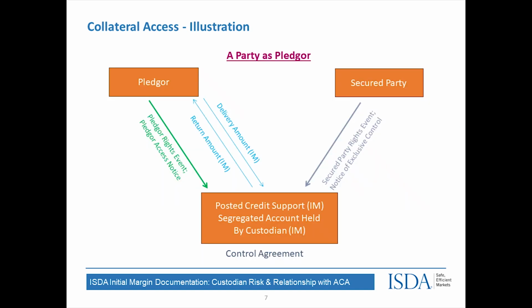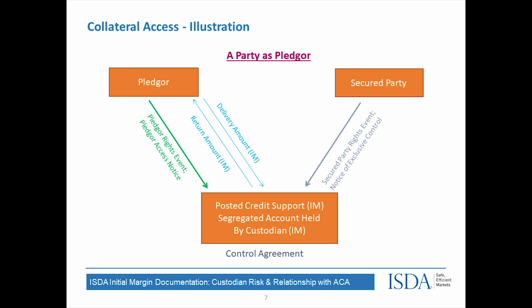So moving along, on the next slide, we see the basic provisions, or a basic illustration related to collateral access, showing a party as pledgor. Now, as you can see here, there's a segregated account that's held by an independent custodian, and delivery amounts, IM, and return amounts, IM, are going back and forth from the pledgor to the segregated account. Now, how exactly the return amounts come back, whether it's just an instruction of the secured party or joint instructions, that'll be something pursuant to commercial negotiations that's decided between the parties.